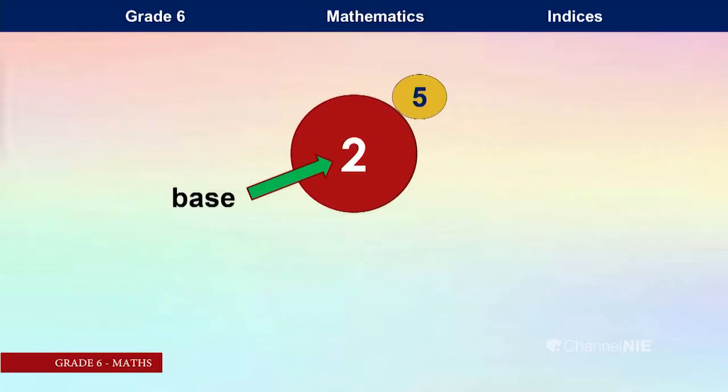Then there's a special name for these numbers, these places. The largest one is named the base. What is the name? That is base. Then the smallest one, at the top right side of this 2, is named the index. In this example, that is 5. In this example, base is 2 and index is 5.